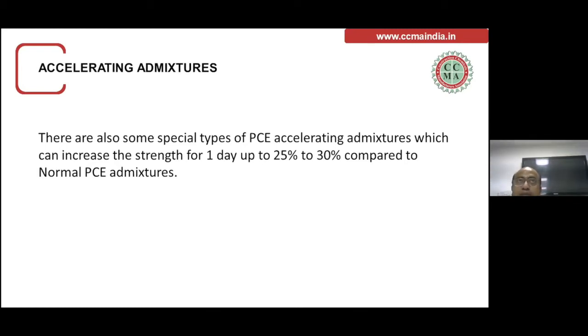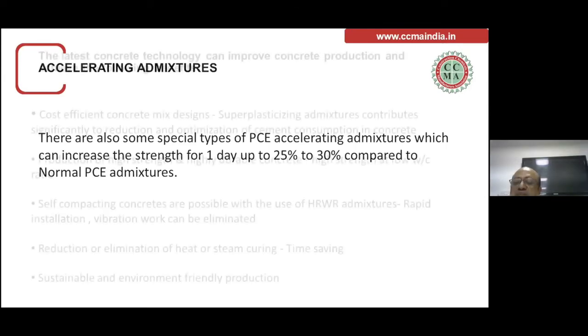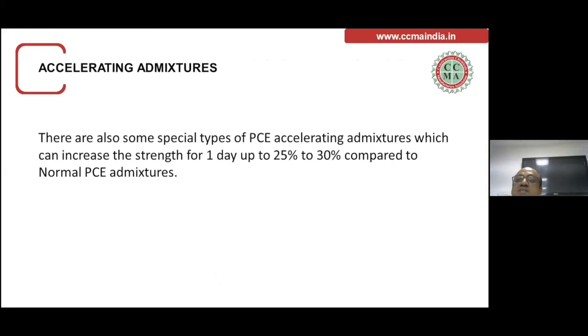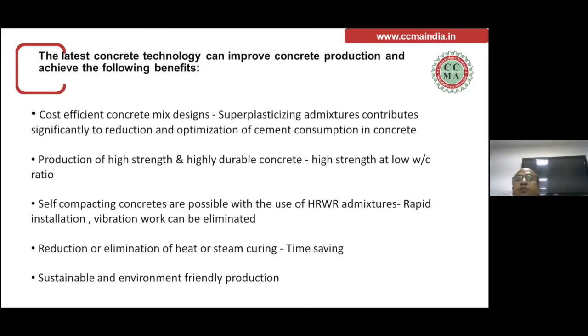With these admixtures, the PC chain is such that by adding that admixture itself, it can increase the strength of the concrete. As I go to the next slide, the 1 day strength is found to be 25 to 30% higher compared to the normal PC admixtures. That much is the capability of these accelerating admixtures. So in short, briefly, what happens? The cost efficient latest concrete production offers the following benefits.